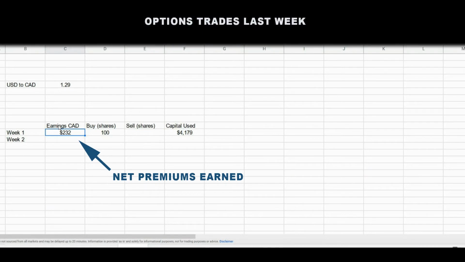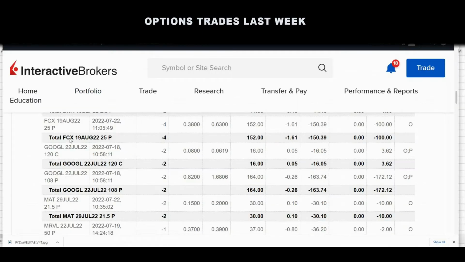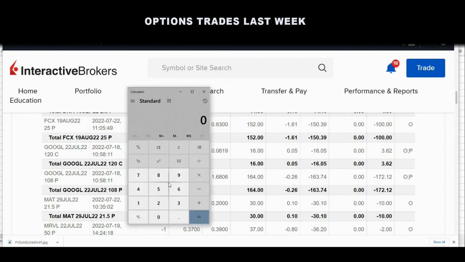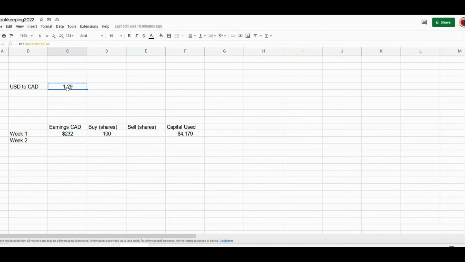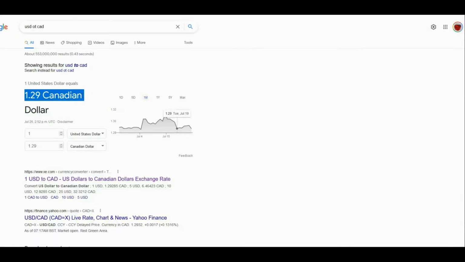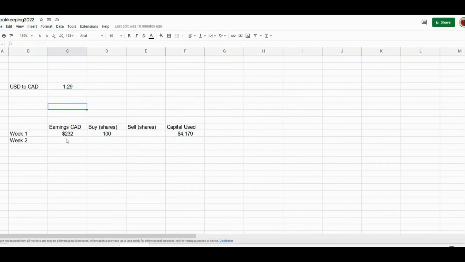And the way I calculated that number is basically just take my options trade here. So I have the Alphabet call options made $16, and in the put options I made 164. So basically just add them together and then subtract the commissions for them. So I'm going to add 0.5 for that and then subtract 0.26. Gives me 179. And if I multiply this by 1.29, which is the conversion rate, I get 232. So that's what I have here, 232. And that's the USD to Canadian dollars. This is the conversion rate. I'm just going to use the current conversion rate on the week and then not change it after that.